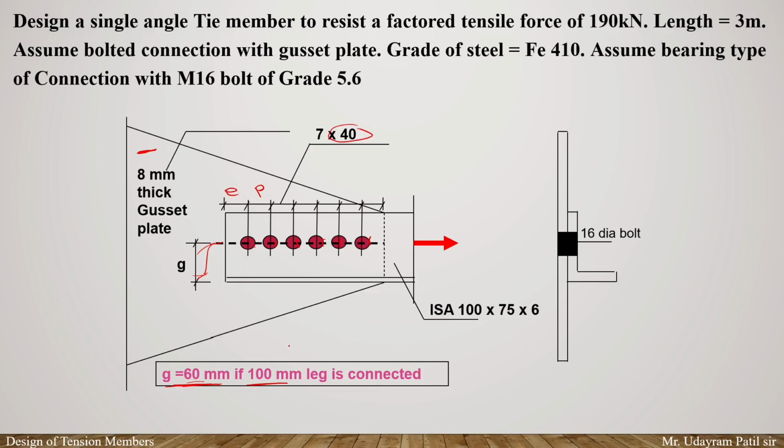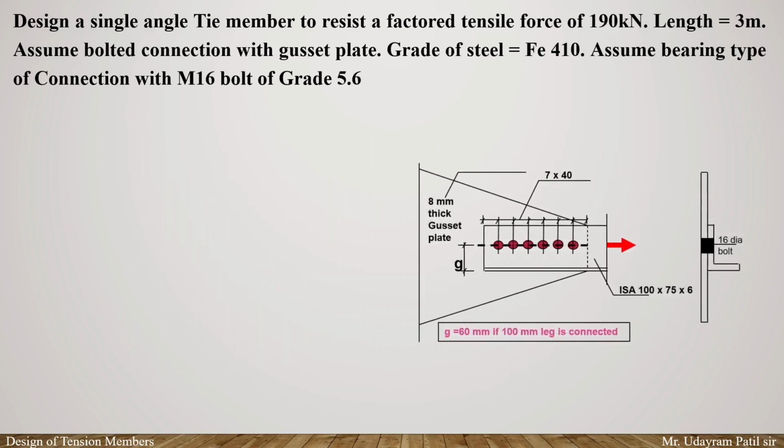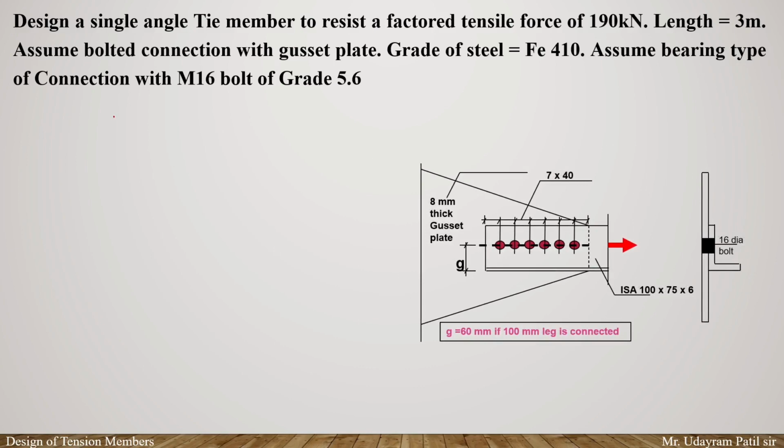Okay, so once we have designed this particular member, we have designed the angle section with the number of bolts, as well as we have selected the ISA 100 by 75 by 6 mm to take the 190 kN load. Okay, एक बार का हमने कनेक्शन डिजाइन कर दिया, एंगल सेक्शन भी सिलेक्ट कर दिया. Now we have to check this particular member for the safety. Okay, if this particular member is safe in the yielding or the block shear or whatever the failure types are there, in that case we can say that our design is safe.